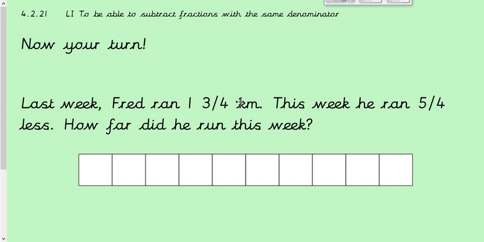Last week, Fred ran 1 3/4 kilometres. This week, he ran 4 quarters less. How far did he run this week? Now, we have a mixed number and an improper fraction here, but it shouldn't make a difference. We can still work it out.